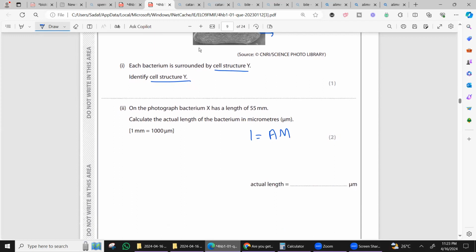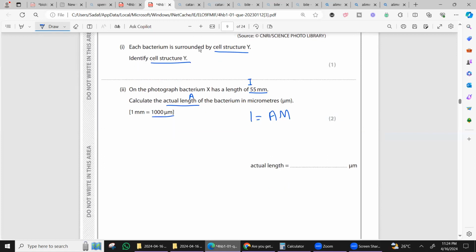On the photograph, bacterium X has length of 55 millimeters. It means its image. Calculate the actual length of bacteria. You have to calculate the actual length of bacterium in micrometers. They have given in millimeters and you have to change it to micrometers. 1 millimeter is equal to 1000 micrometers. They have given the conversion unit already.